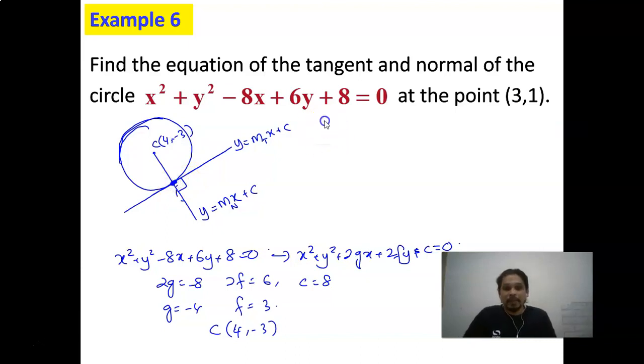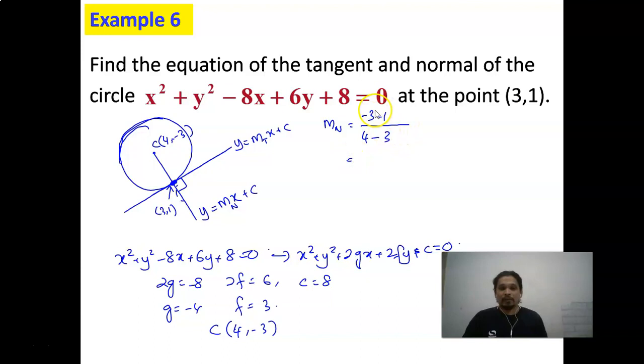So the center is 4, negative 3, and this point is 3, 1. The gradient between the center and this point is the gradient of normal. Take negative 3 and the coordinate 3, 1: negative 3 minus 1 over 4 minus 3.